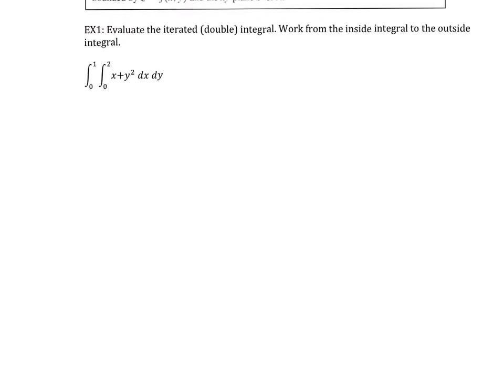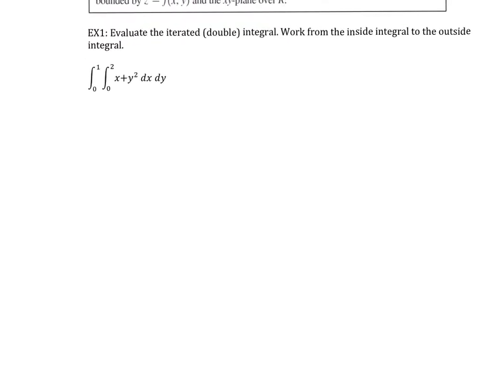Let's go ahead and compute one of these double integrals. I've already set this up for you. In example 1, we want to evaluate the iterated or double integral. What you do is you work from the inside out. So notice here that the innermost integral has a dx, which tells me I'm going to integrate with respect to x first.